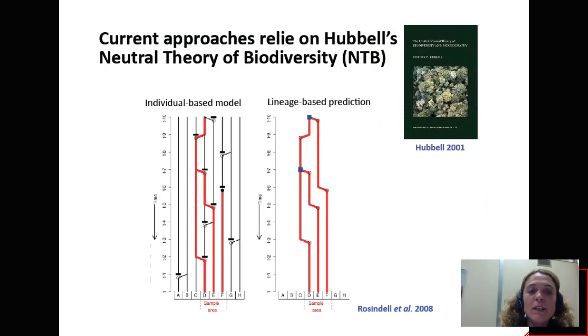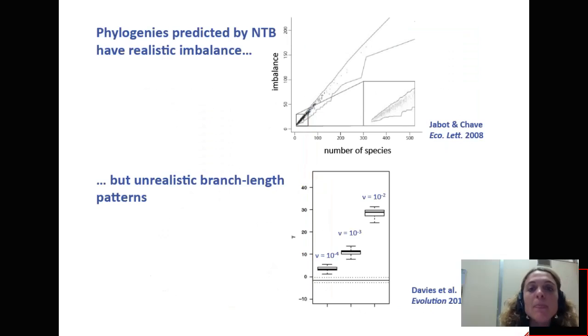And to do this, we based it on the neutral theory, on Hubbell's neutral theory of biodiversity, because it is at the moment the only model which is a little tractable and which allows us to go from individual processes, birth and death of individuals and speciation mutations happening on individuals, to macroevolutionary processes where we have speciation and where we can potentially predict phylogenies.